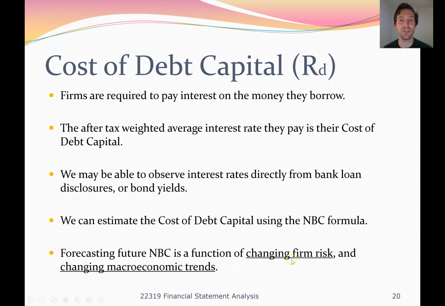If your firm's risk is not changing, then the macroeconomic trend would lead to a decreased NBC in the future. If your firm's risk is increasing, then you might need to forecast that their net borrowing cost may increase as they become a less viable or a more risky company.